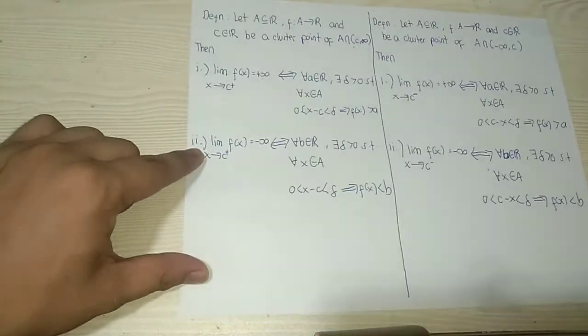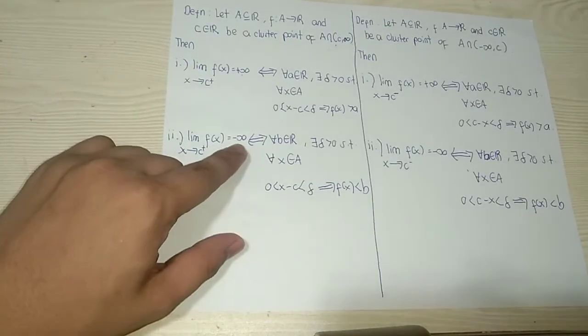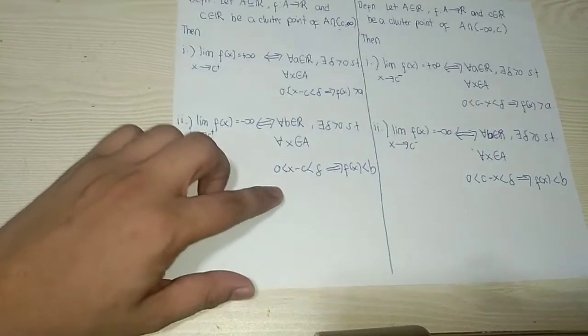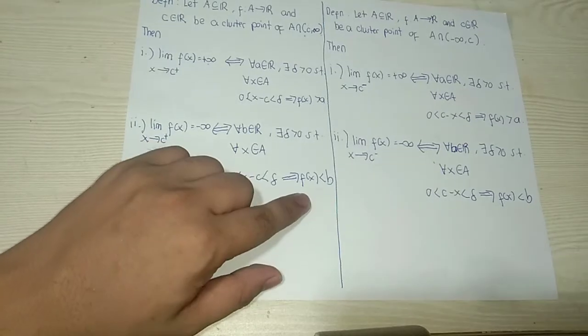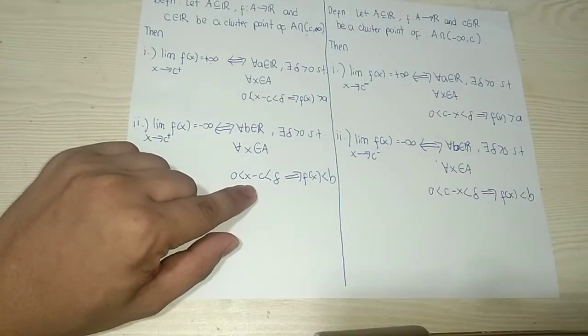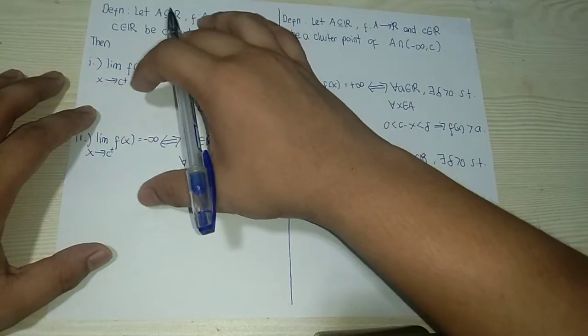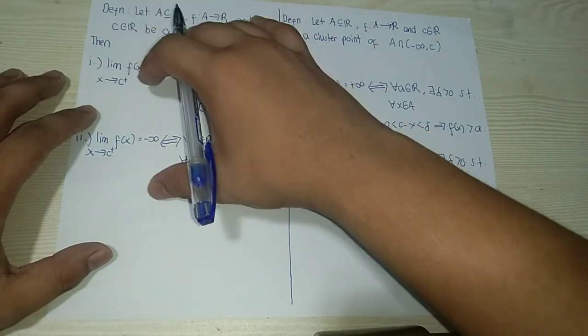So, similar with number 2. Okay, na nag-approach sa negative infinity. So, ganun lang din yung definition niya. Pero dito, okay, ganun lang din. X minus c na lang. So, dito naman, ito for right hand. Okay, infinite limits sa right hand limit.